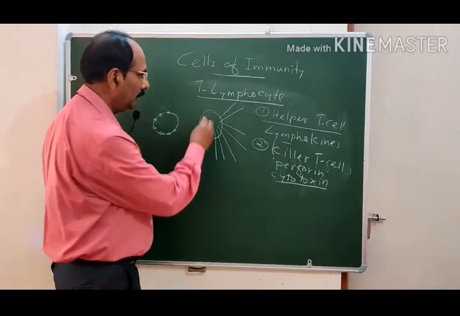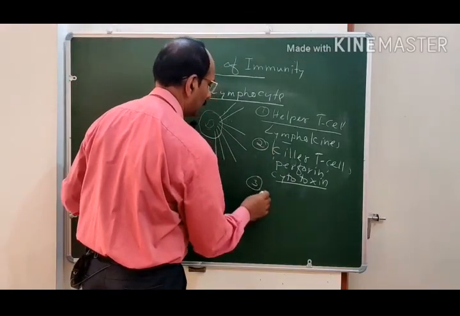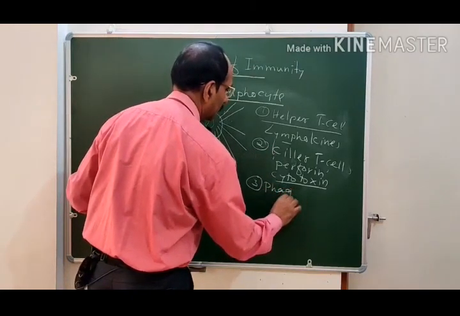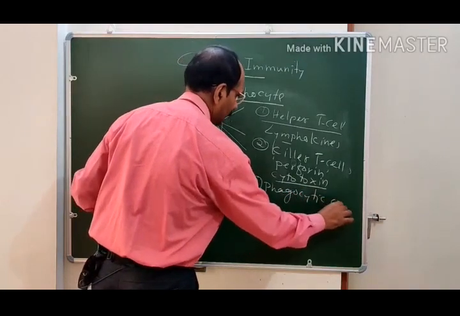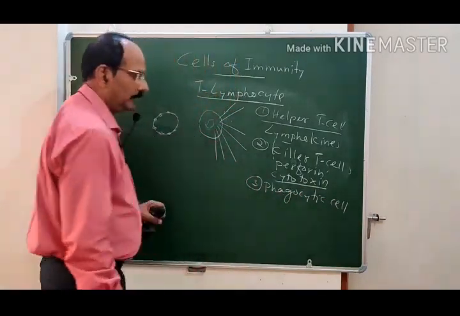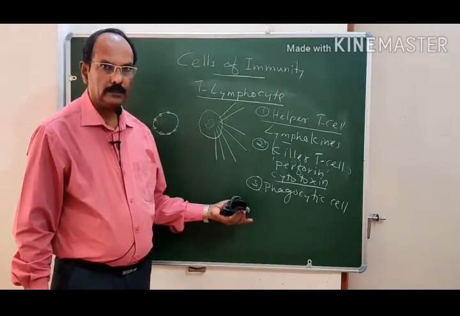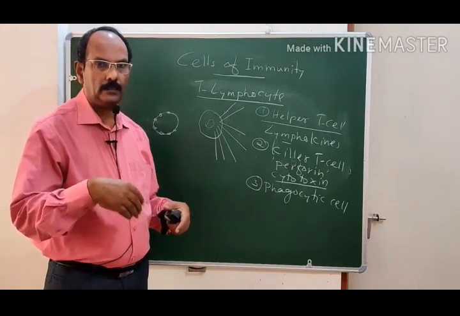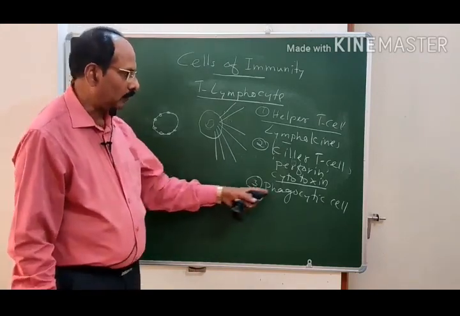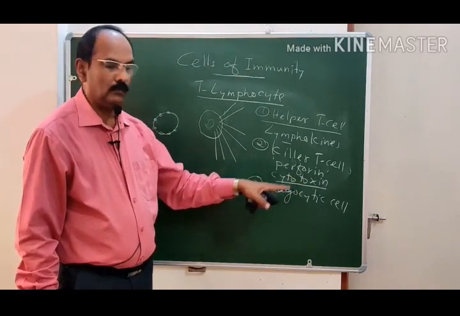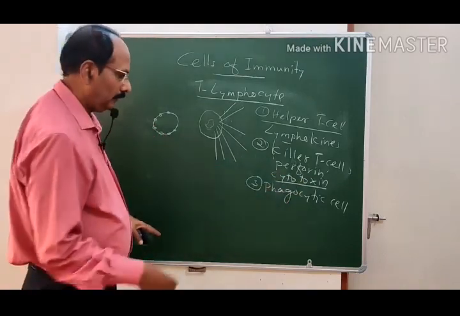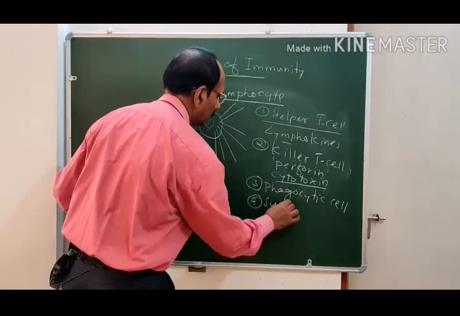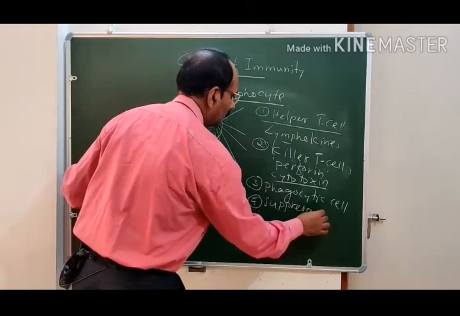Another type of T lymphocyte formed, the third one, is known as the phagocytic cells. These phagocytic cells are phagocytic in nature, so they attack the microorganisms, engulf them, and then directly kill them. So that is the phagocytic method of killing the microorganisms. And the fourth one is the suppressor T cells.